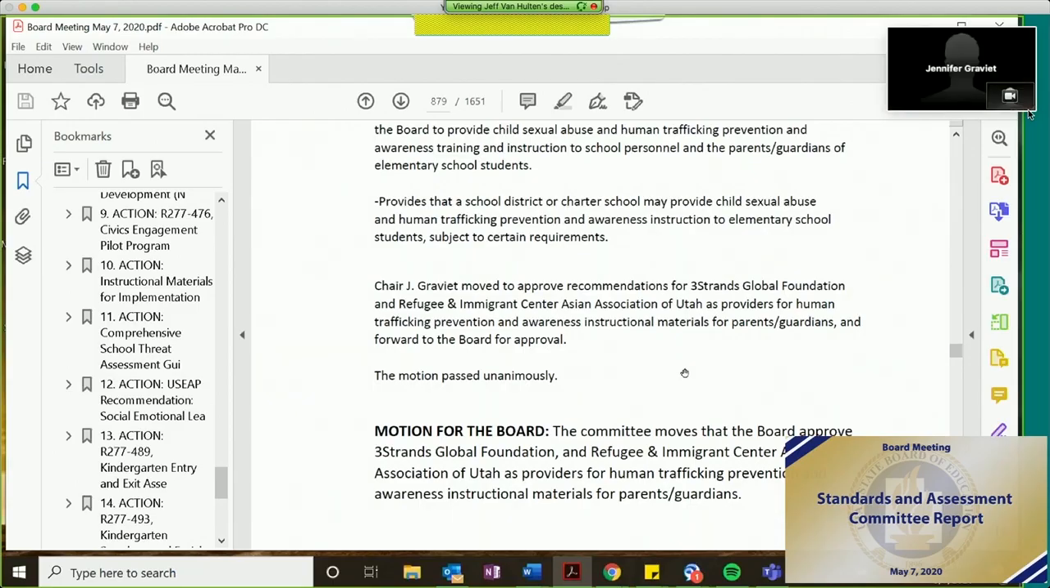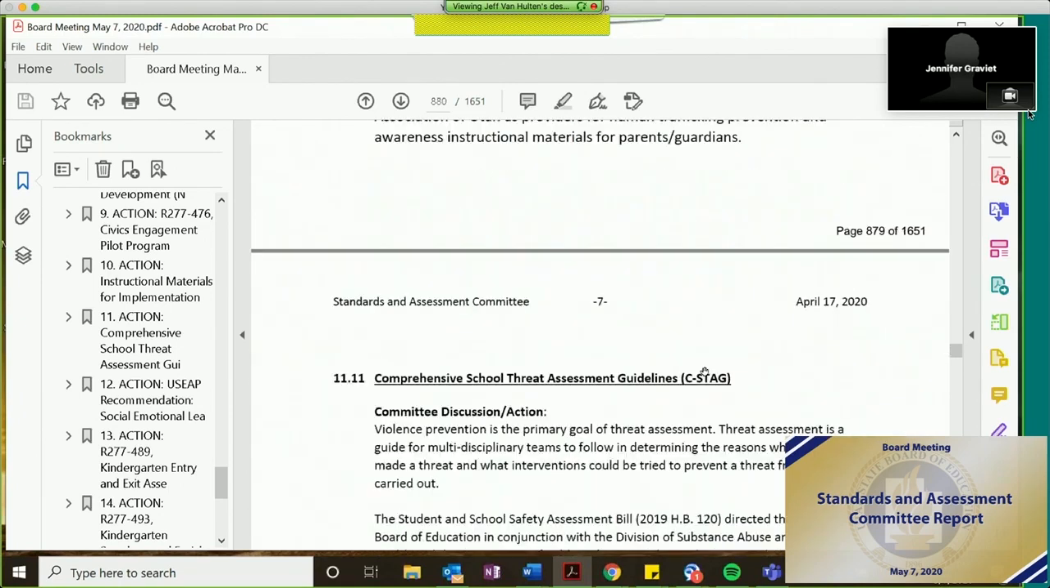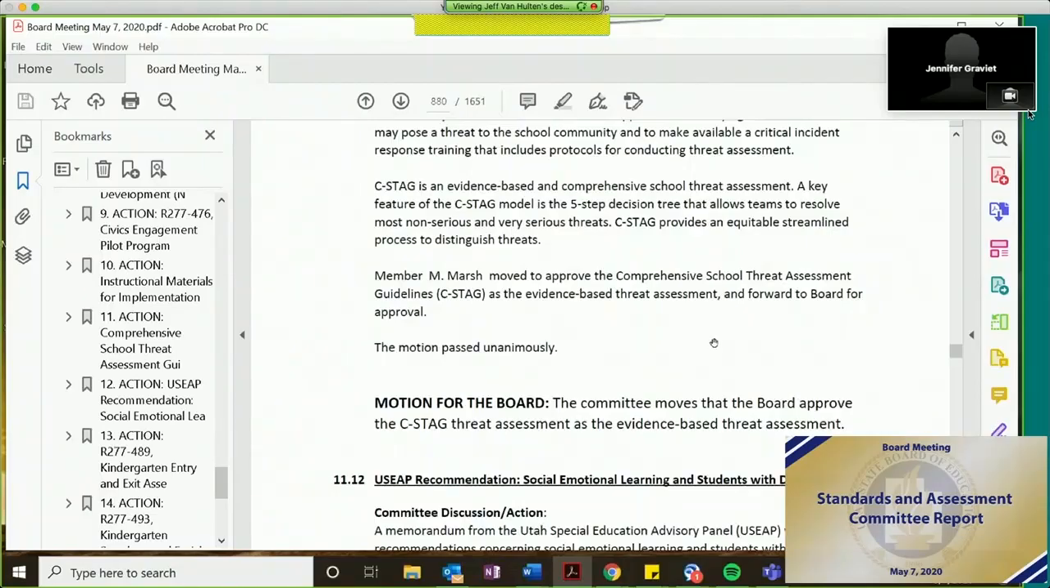Okay, action item 11.11, the Comprehensive School Threat Assessment Guidelines, CSTAG. The motion for the board is the committee moves that the board approve the CSTAG assessment as the evidence-based threat assessment. Okay, the motion before the board is that the board approve the CSTAG threat assessment as the evidence-based threat assessment. Discussion to the motion? There's none. Seeing none, let's vote.